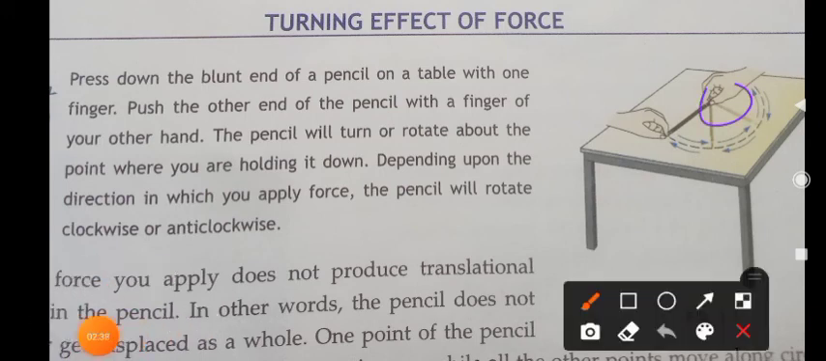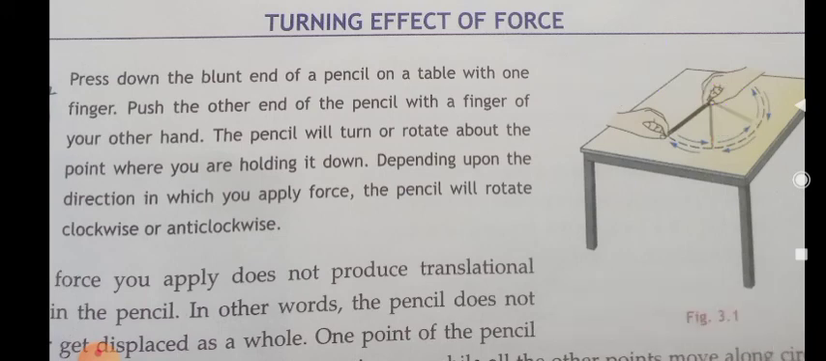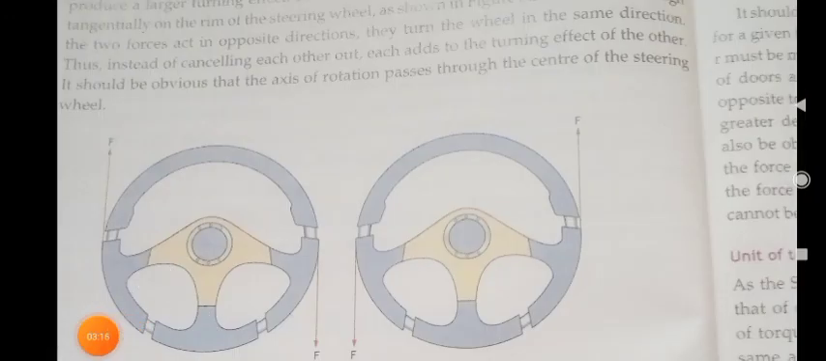So this fixed point is called the pivot, and the imaginary line passing through the point of rotation is called the axis of rotation. Is it clear, children? Do you understand what a pivot is and what an axis of rotation is? Hope so. Here are some examples from our day-to-day life.